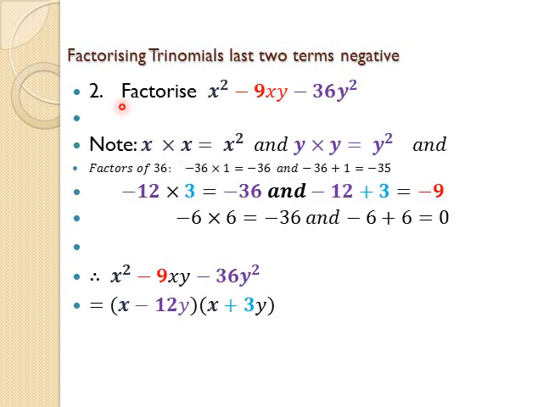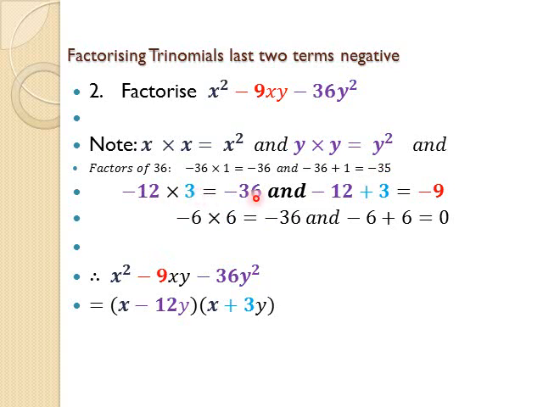Right, in problem number 2, we're factorizing again: x squared minus 9xy minus 36y squared. Because my last term is negative, my signs must be positive and negative in my bracket. X squared is simply x times x, y squared is simply y times y. If I take factors of negative 36 times 1, that gives me negative 36, but that negative 36 plus the 1 gives me negative 35.